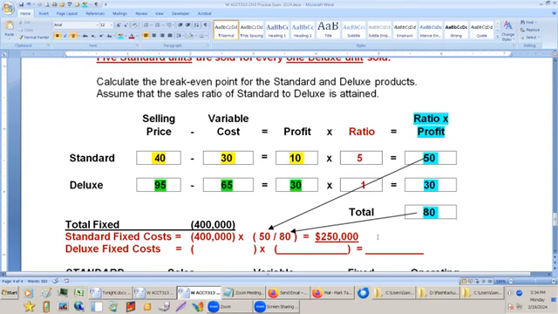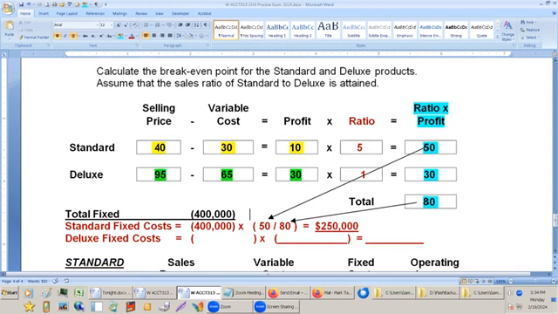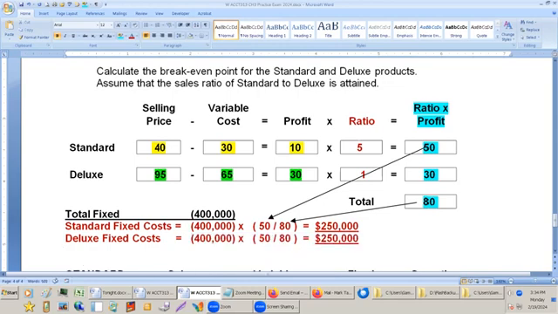And at this point, you can say, okay, 250 goes to standard. You can just, the rest of it goes to the deluxe. But I'm going to go ahead and do the calculations for the deluxe just to kind of show you how to waste time.